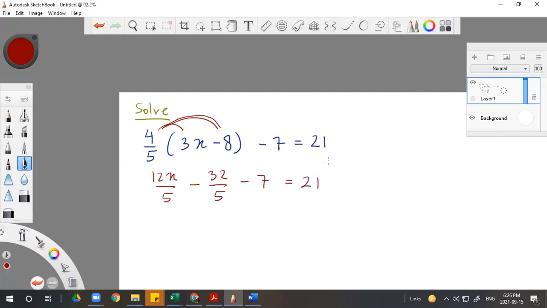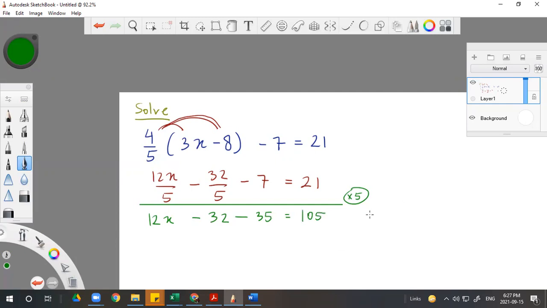Then you subtract by 7 equals 21, right? And since we have the fraction here, it's quite annoying. So you have to, as soon as possible, eliminate the fractions. How do you eliminate the fraction? Just multiply everything by 5. And that's already solving so much problem. 12 over 5x times 5 is 12x, you ignore the 5. Minus 32, and negative 7 times 5 is minus 35. 21 times 5 is 105.